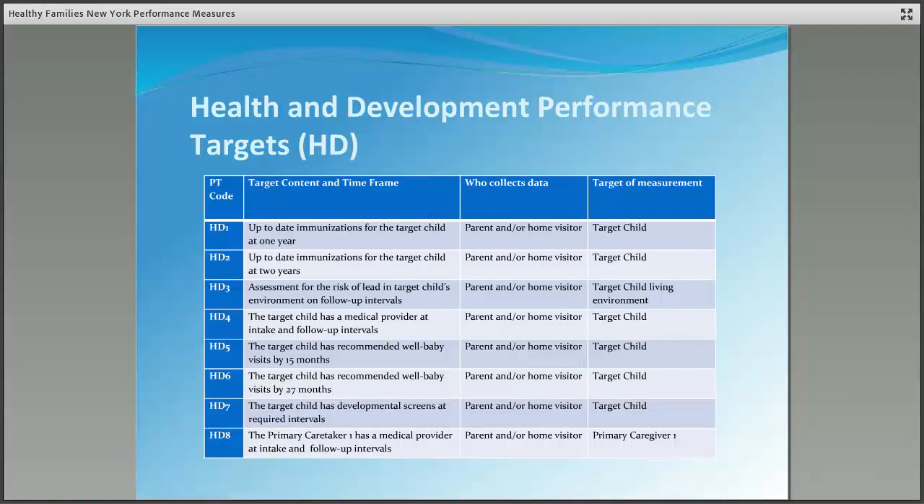And finally, the last health and development target looks to see if the PC1 has a medical provider, similar to what we did in HD4. As you can see, all but one of these health and development targets are focused on the target child.